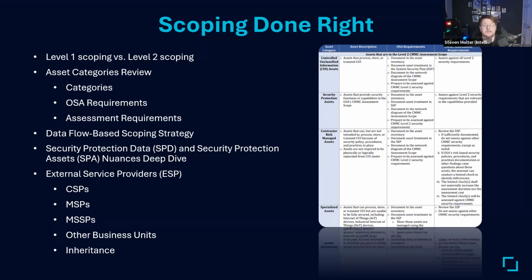So a CUI asset is any system component that directly stores, processes, and transmits CUI. Think of that file server or SharePoint, or think of the local laptops that your users are issued where they need to edit that PDF that is marked as CUI, right? Those are storing, processing, even transmitting CUI, and those need to be considered CUI assets.